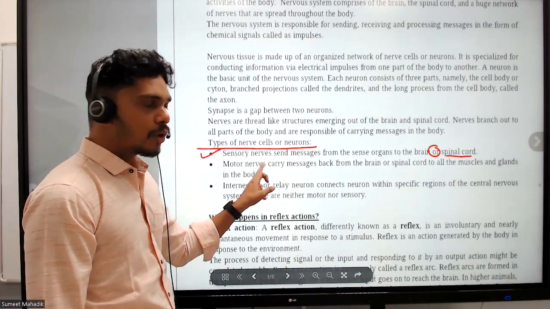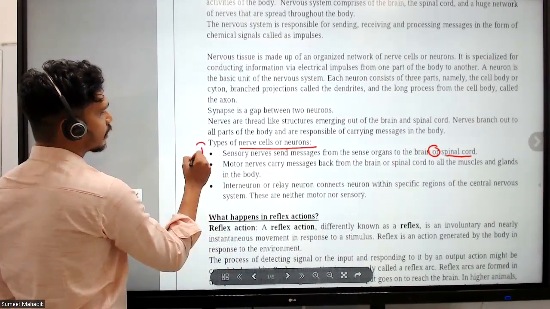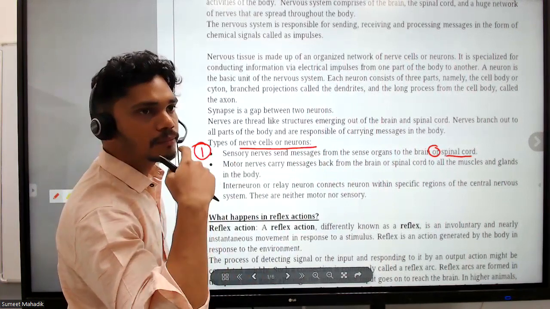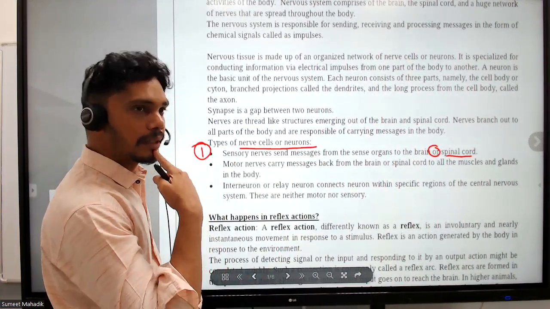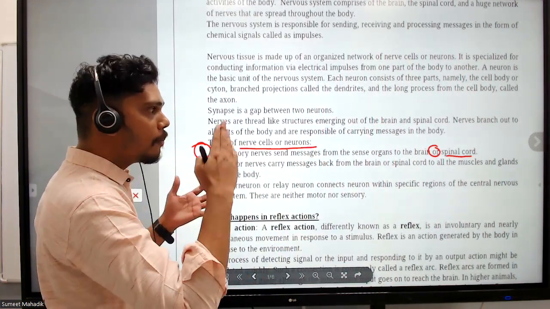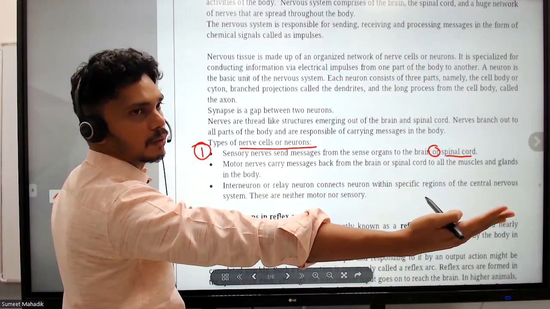Now we have a sensory neuron. That is the first type. That is a sensory neuron. What is the function of a sensory neuron? What is its function? Tell me. From the sensory organ to the spinal cord.